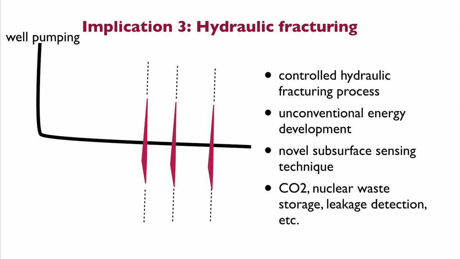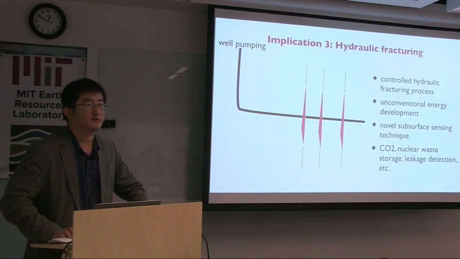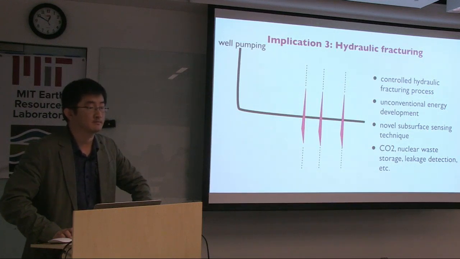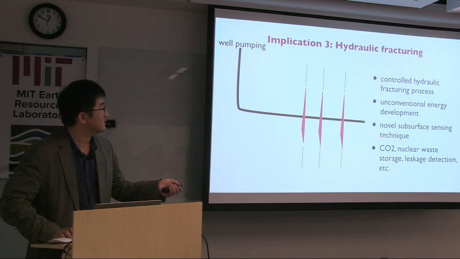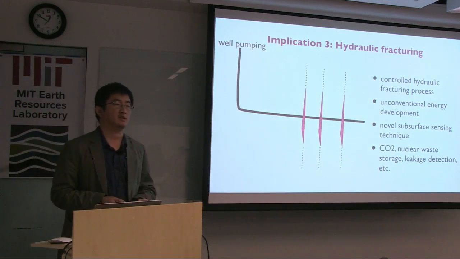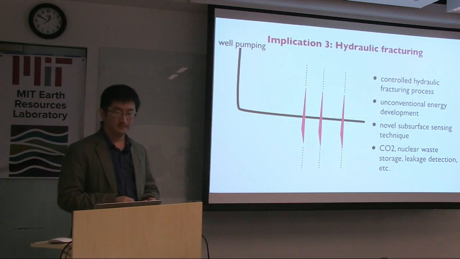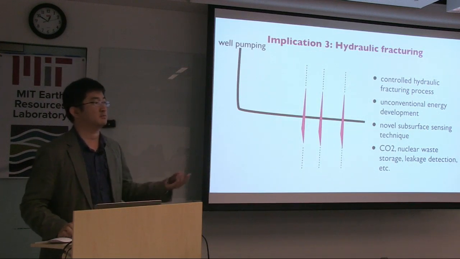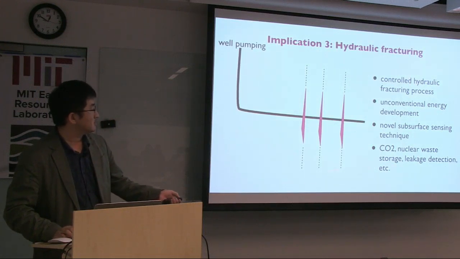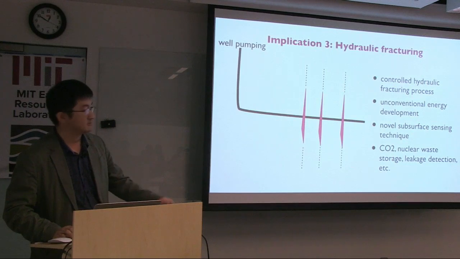And in the meantime, if we turn the problem around, if we have a sensor here and observe that frequency response, we can do a tomography, geomechanic tomography, to figure out the hydraulic fracture geometry and infer the production decline curve. So this can be a novel subsurface sensing technique. In a way, this magnification mechanism is a sensor, because it magnifies the signal. And also CO2 and nuclear waste storage leakage detection.